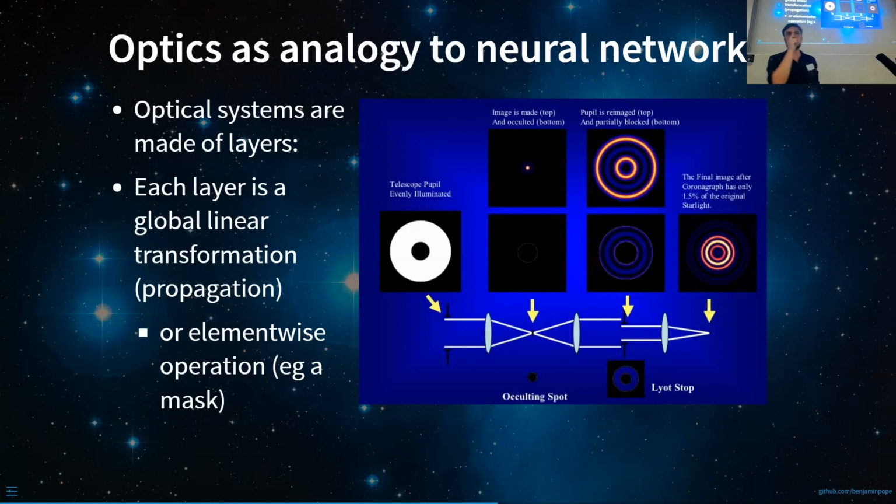This is actually called the Lyot coronagraph. There's dozens and dozens of different architectures for coronagraphs. This is the first one that was proposed. It's not actually a particularly modern design, but it's a nice illustration.